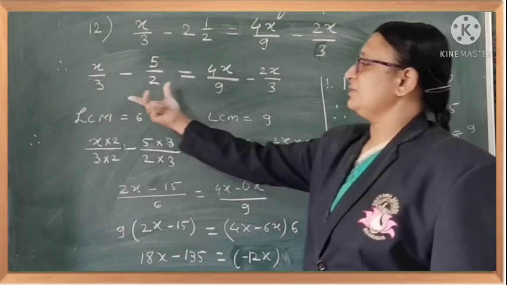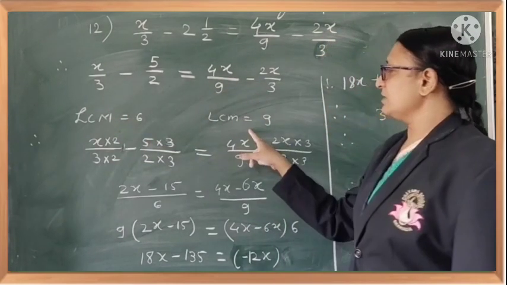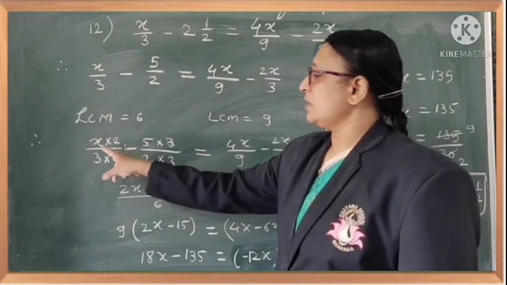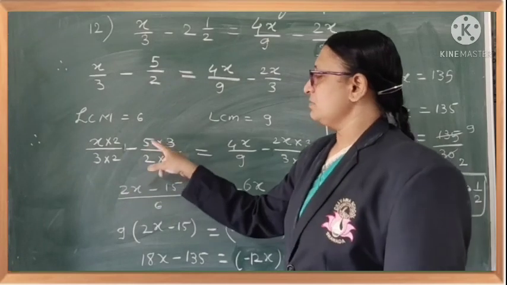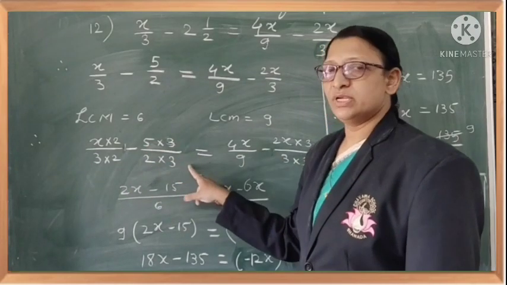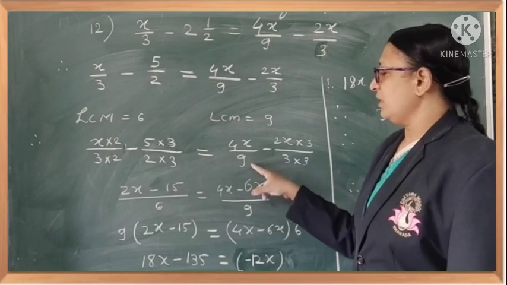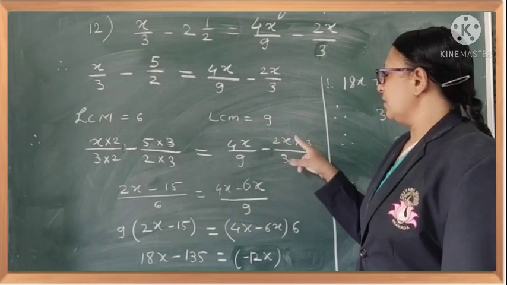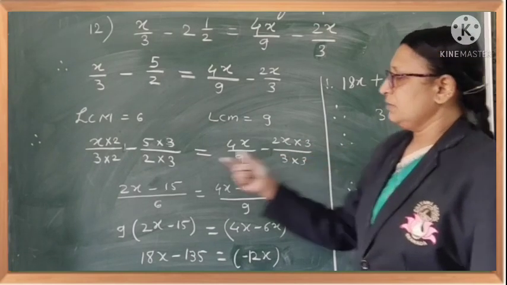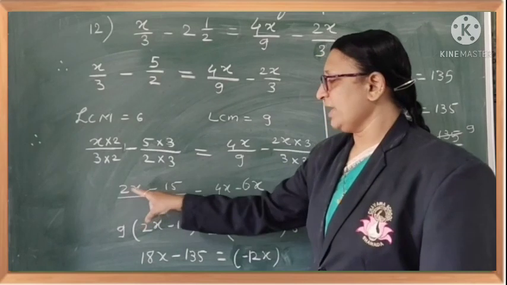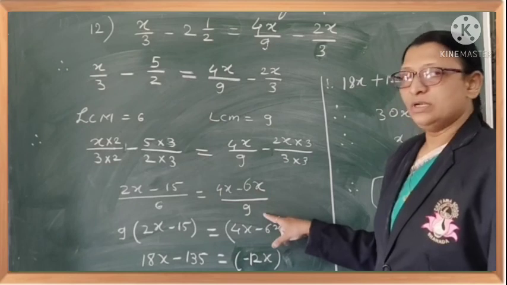On both sides we will take LCM. So LCM of the left hand side is 6 and LCM of the right hand side is 9. x upon 3 will multiply by 2 to the numerator as well as denominator, minus 5 upon 2 will multiply by 3 to the numerator as well as denominator. Here 4x upon 9 minus 2x upon 3, we will multiply by 3 to both numerator and denominator. So as a result of this, we get here 2x minus 15 upon 6 equal to 4x minus 6x upon 9.